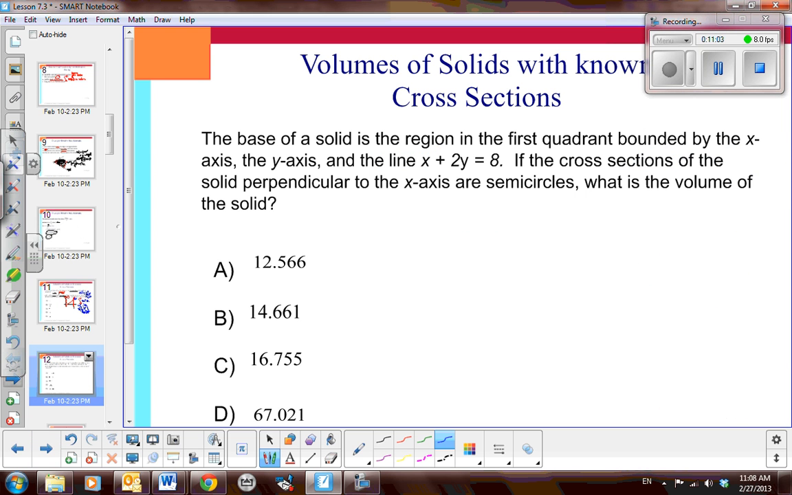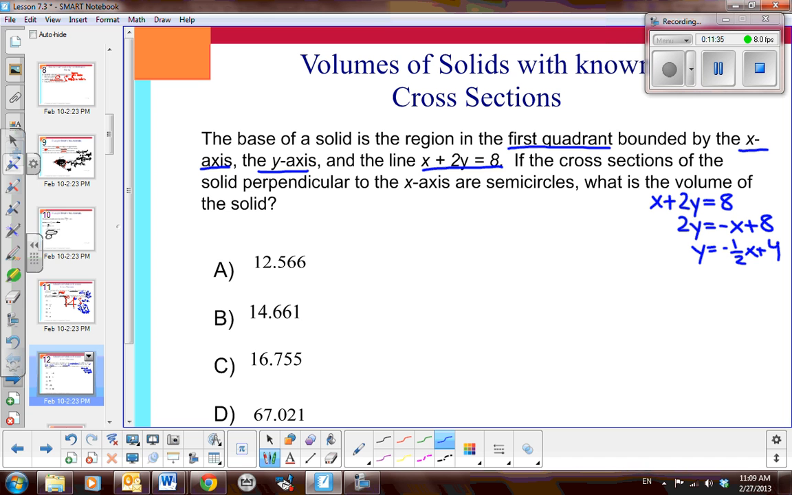Now the next one. So again, we're going to draw the region first, identify the area, and integrate. So we have a base of a solid in the region in the first quadrant, bounded by the x-axis, okay, the y-axis, and the line x plus 2y equals 8. So let's draw that region first. For me, sometimes it helps to write it in slope-intercept form. So I have x plus 2y equals 8. I have 2y equals negative x plus 8. So y equals negative 1/2 x plus 4.